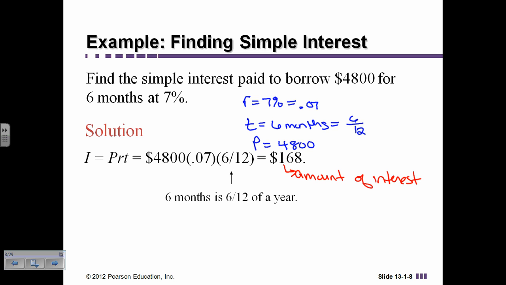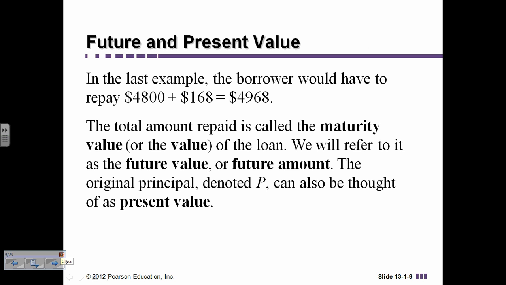So now if I wanted to figure out exactly how much money I'm going to end up paying back on the loan, I would just take that 4,800 and add the 168 to it. So the amount that I would end up having to repay is 4,968. So this total amount that we have to repay is called the maturity value. How much will it be worth at maturity? Now again, you tend to see that word maturity value when we're talking about an investment as opposed to a loan, but that's the same thing.